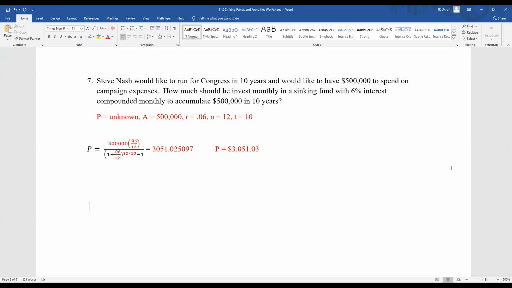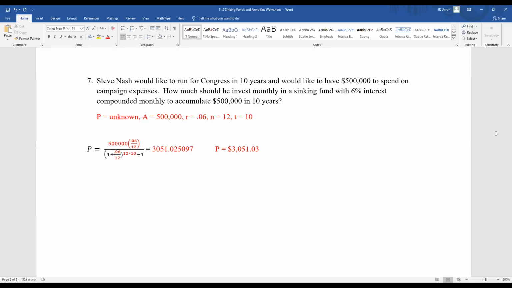Okay, and so I have plugged the numbers into the formula. We got 500,000 for A, 0.06 is R, N is 12, T is 10. Plug all that in, let your calculator do the work. You should get 3,051.025097. And again, since we're dealing with money, we're going to round that either up or down to the nearest cent. Since we have 0.025, we're going to round that up to 0.03.